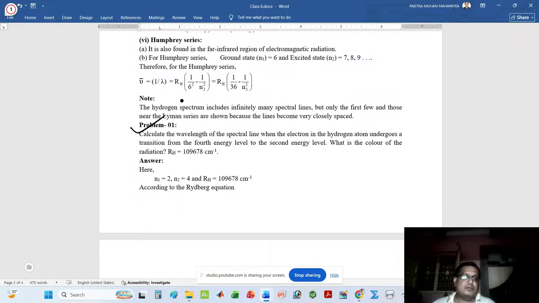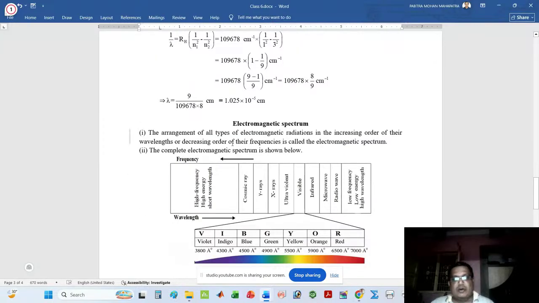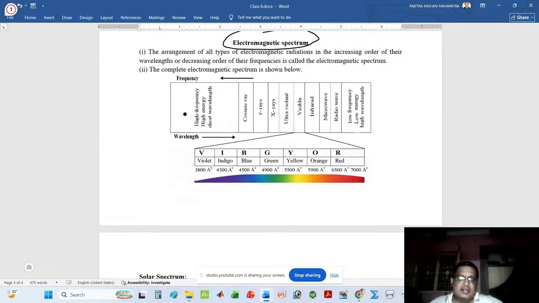I have completed problem number 1. Next is your problem number 2. Next, I have also completed the electromagnetic spectrum. I have also given an example. I have also drawn a diagrammatical representation to show the arrangement of the different electromagnetic spectrum.